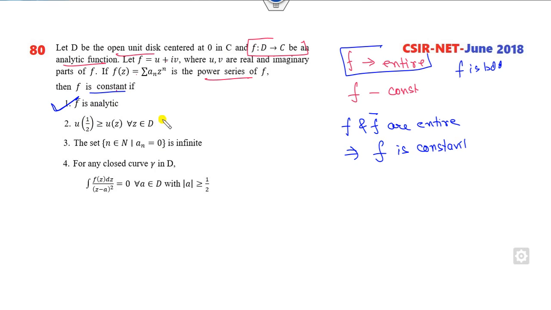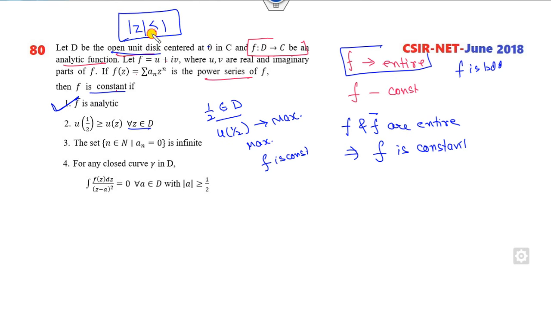Look at that. That's the maximum or minimum modulus principle. If I prove half belongs to the domain, it means u of half for all z will give you a maximum point. So by using the maximum modulus principle, F is constant. So what is the domain? The domain is the open disk. The center is 0 here. Okay, so half lies between them, so it's a constant.